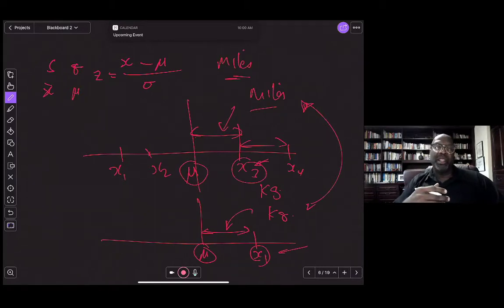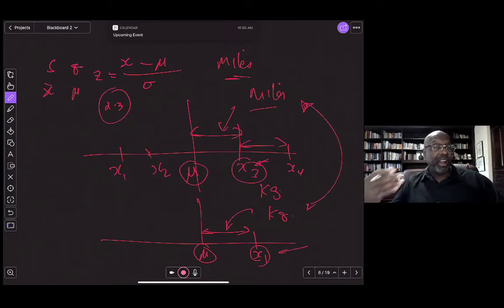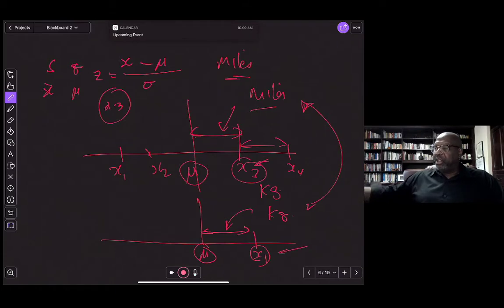So we're going to say, this x is 2.3 standard deviations away from the mean. Another x could be 1 standard deviation away from the mean. Another x could be 5 standard deviations away from the mean, or 3 standard deviations. So it's measuring how many standard deviations we are away from the mean, either sample mean or population mean.